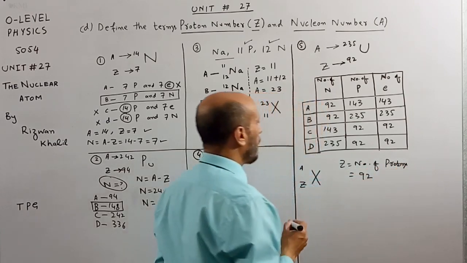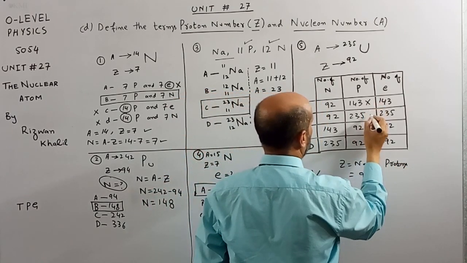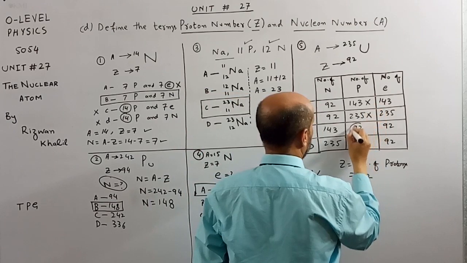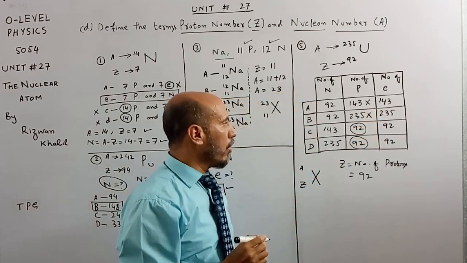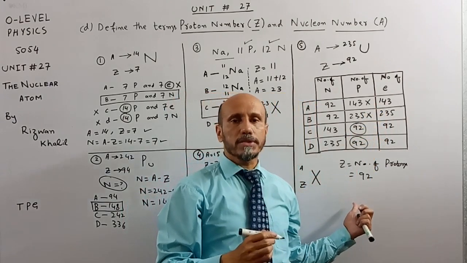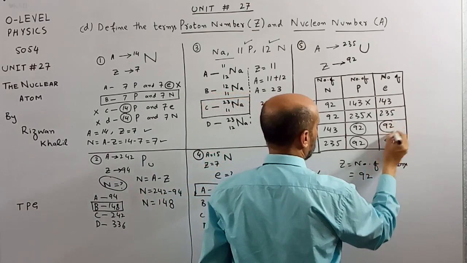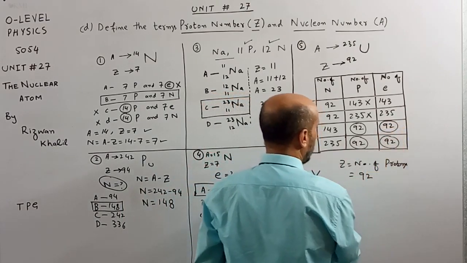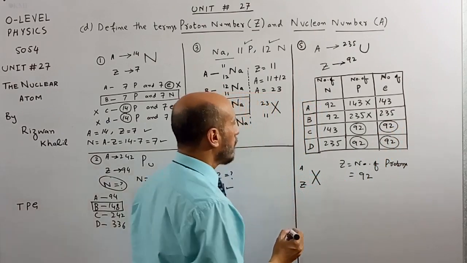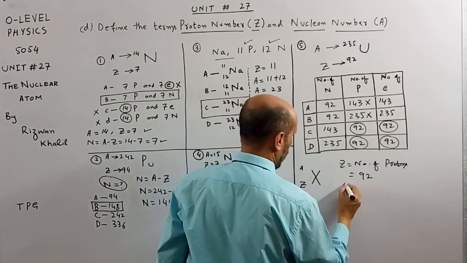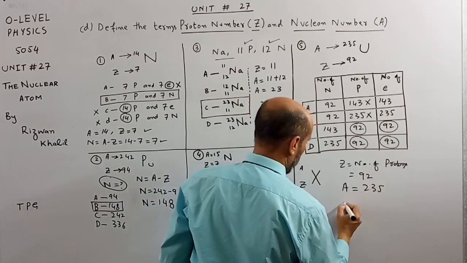So now which two options are omitted? Option A and option B, because 92 is given over here, and obviously the number of protons is equal to the number of electrons. So again option C and D. Now we have to find the number of neutrons. The value of A is equal to 235.